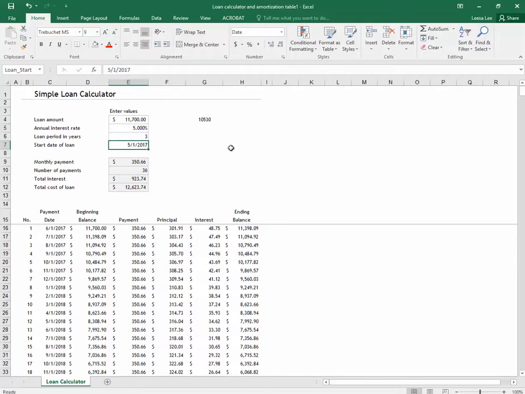All right, so now we would be paying $350 a month for a total of 36 payments. And look at the difference in the interest. We would only be paying $923 in interest rather than the $1,700 we were looking at prior.